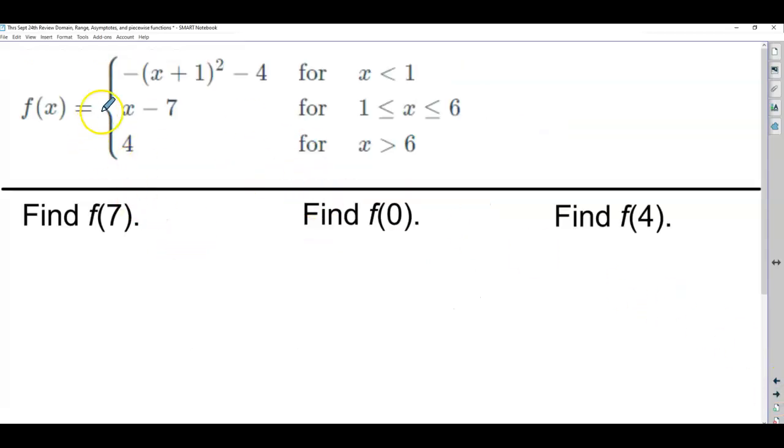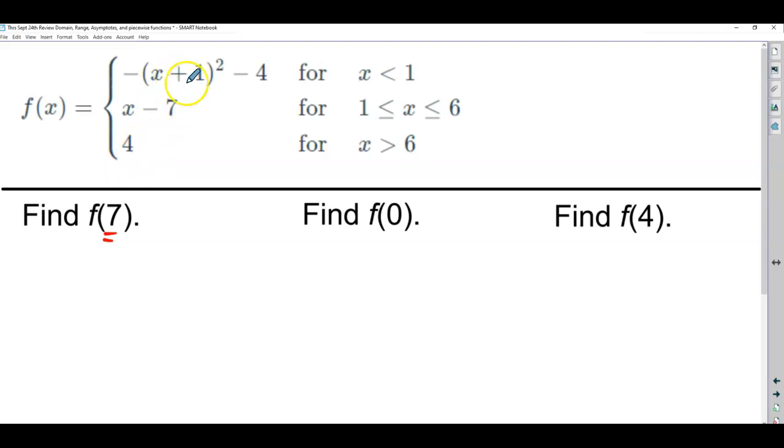Okay, for this one, here's the piecewise function. We're looking at, can you just evaluate the piecewise function at the 3 separate pieces? So go ahead and hit pause, try this problem. All right, let's look at 7. Remember, these are your inputs. These are your x values. So f of 7, what happens when 7 goes into the function for f?